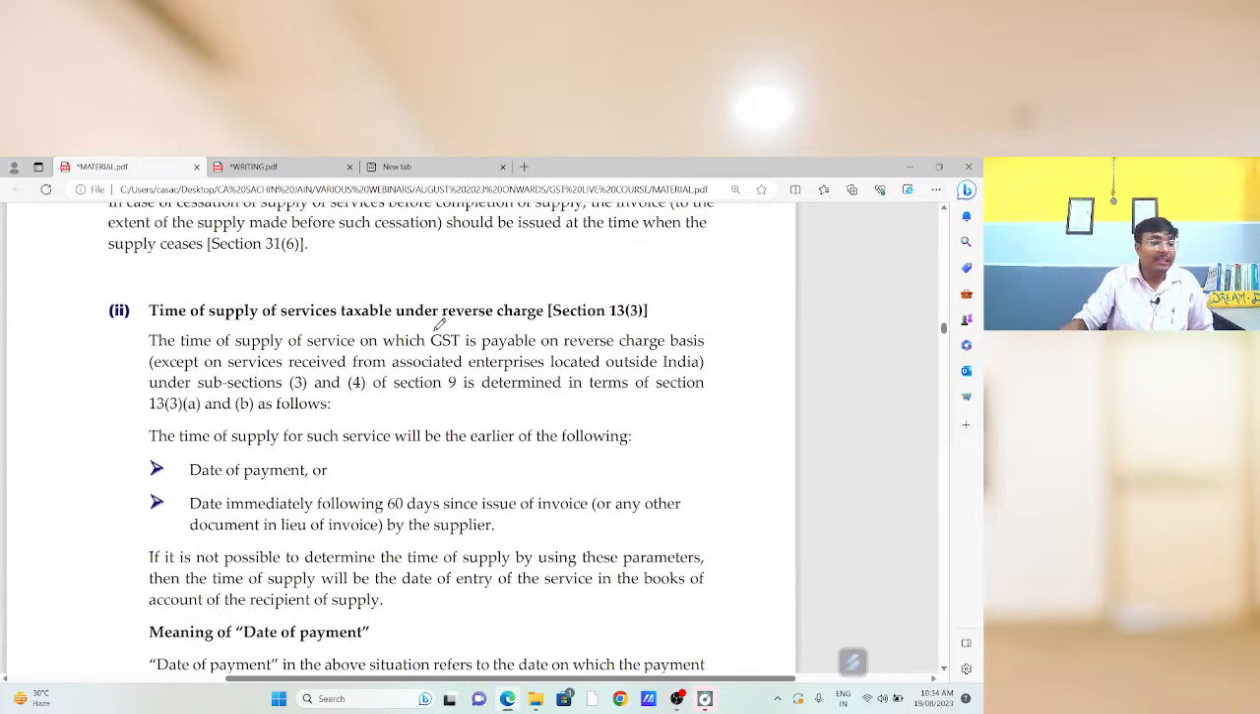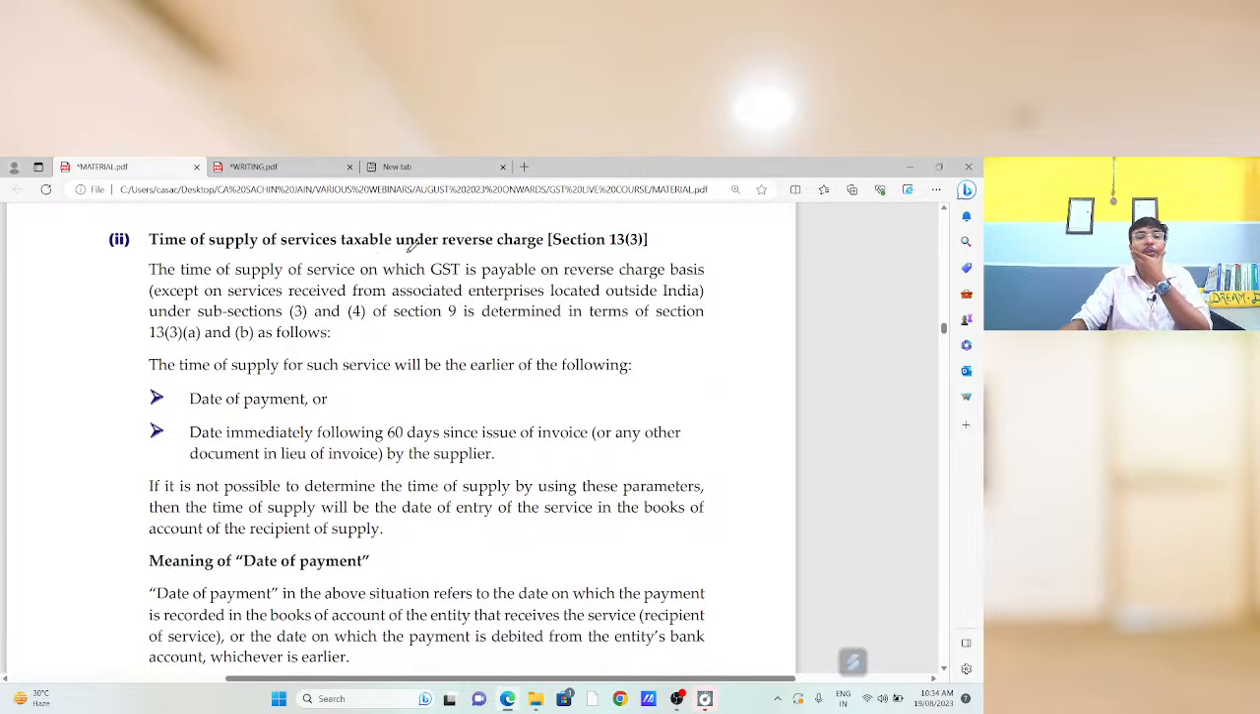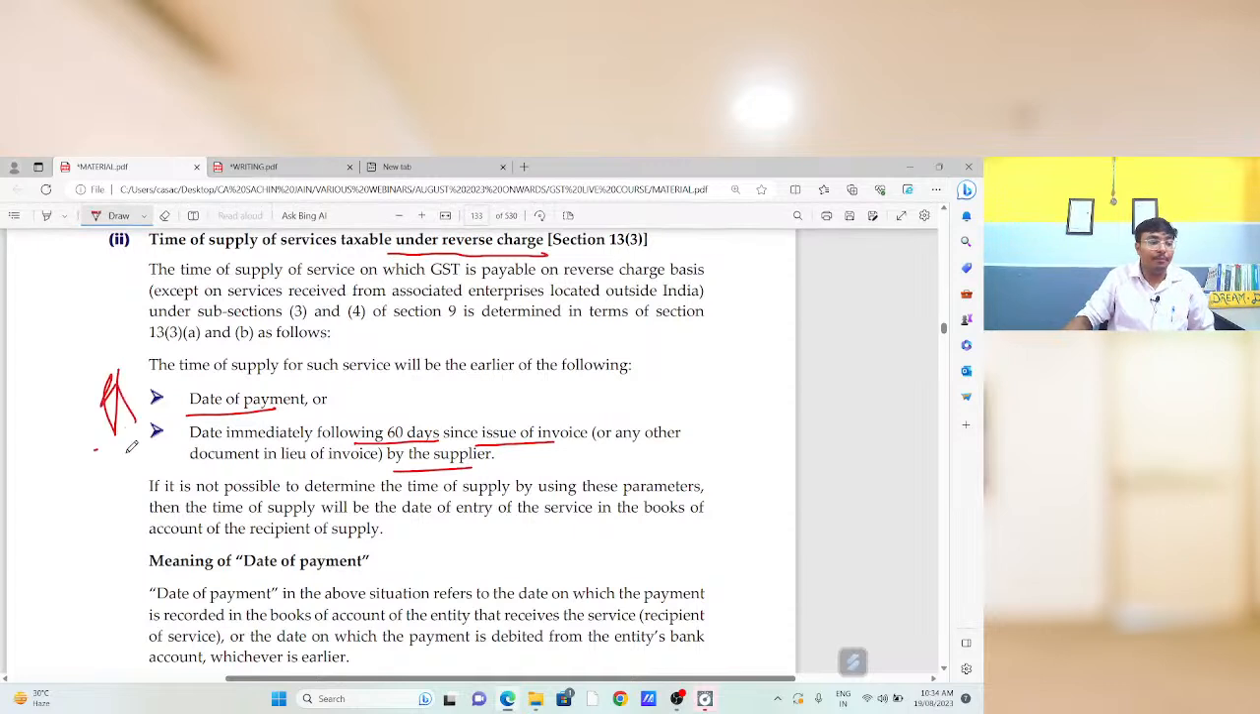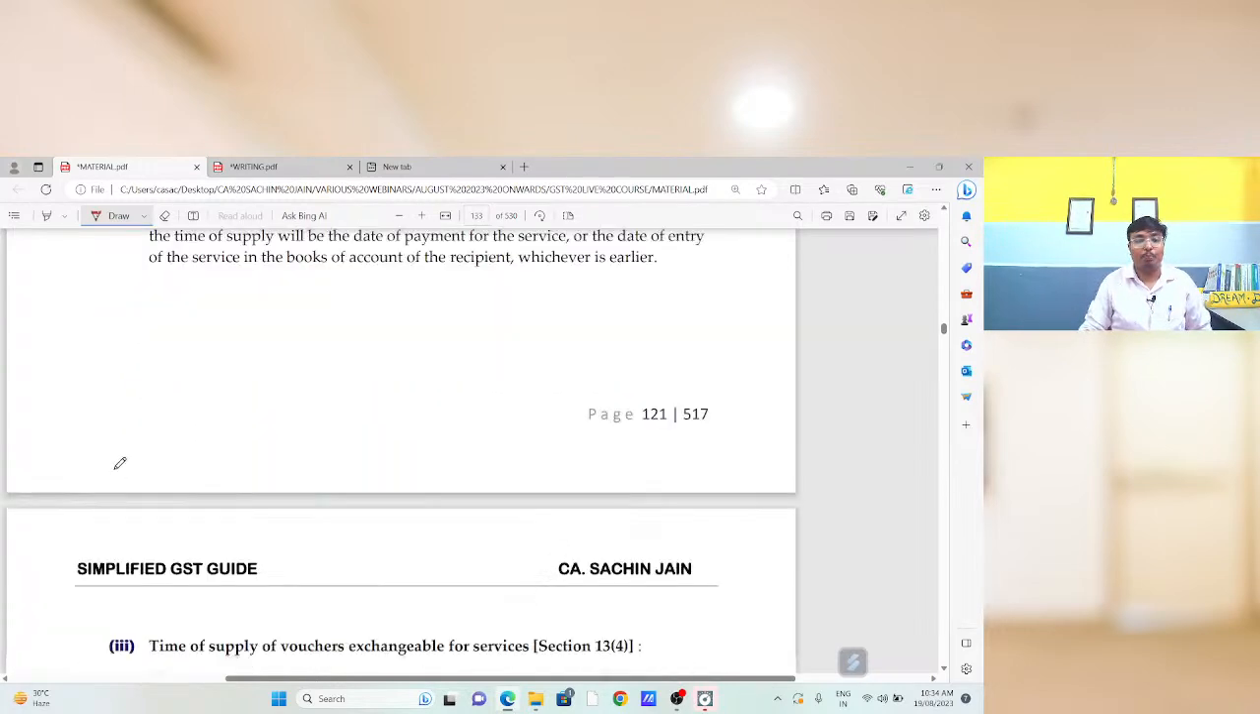Time of supply of services in case of voucher. First, we need to discuss the reverse charge mechanism. When I provide advocacy services, my recipient has to make the payment of taxes. So, what is the timeline to make the payment of taxes under reverse charge mechanism for my recipient? The date of payment or 60 days since the issue of invoice, whichever is earlier, will be treated as the time of supply.